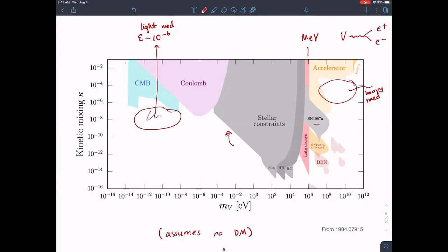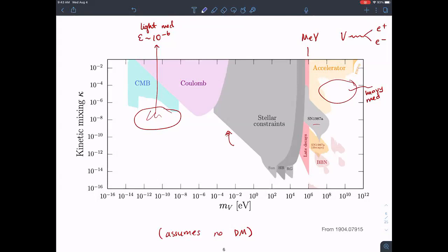Sorry, very briefly, what's the idea behind the constraints on the CMB? Is it because it behaves as dark radiation and it changes the effective number of relativistic degrees of freedom, or is it something different?